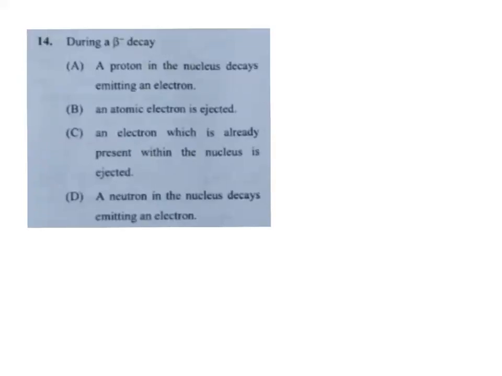Okay, next problem. During the beta decay, what happens actually is that an electron is ejected. So it is a theory based question, an atomic electron is ejected. Option B is the right answer for this question. Okay, look at the next problem.